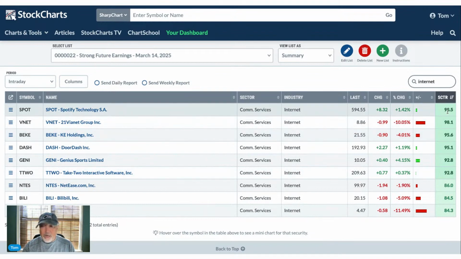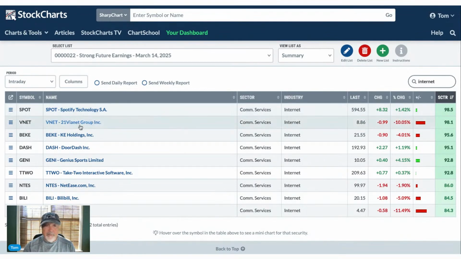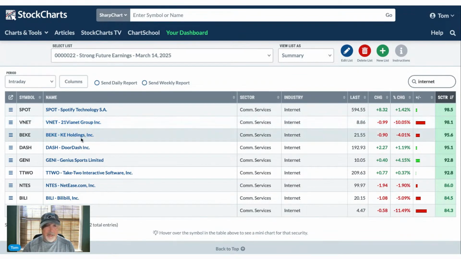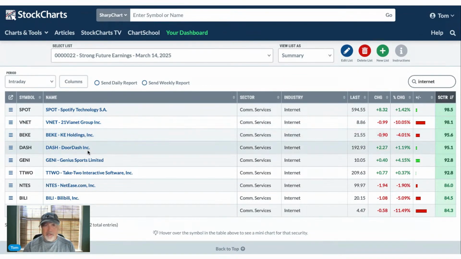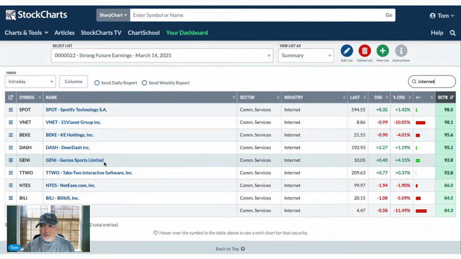And you can see quickly where the leadership is. Spotify, still one of the strongest companies within the internet space. 21Vianet Group, same thing. KE Holdings, DoorDash, Genius Sports. This one actually had the best day of all of these today.